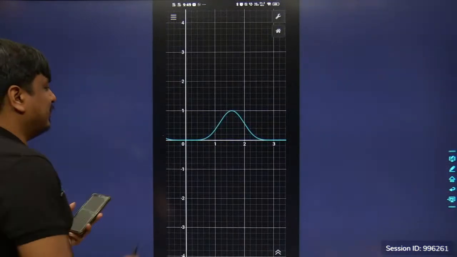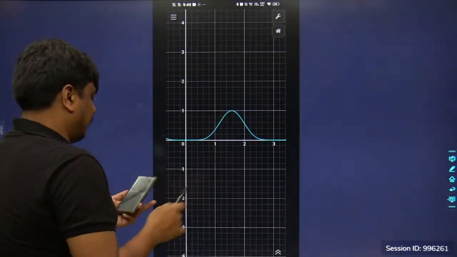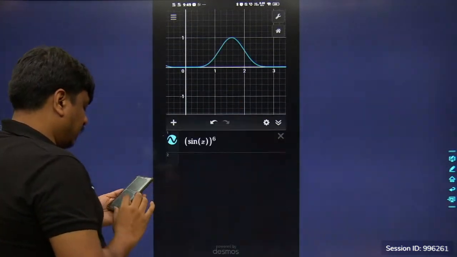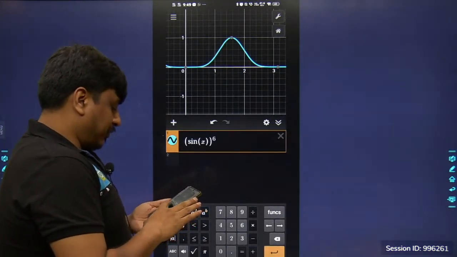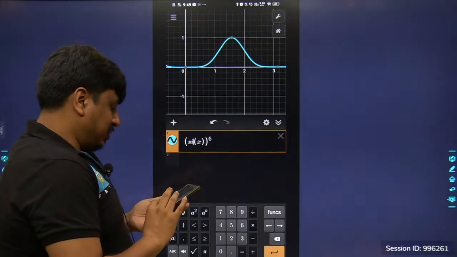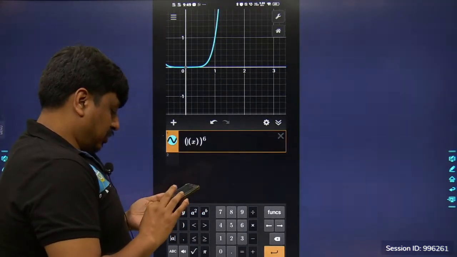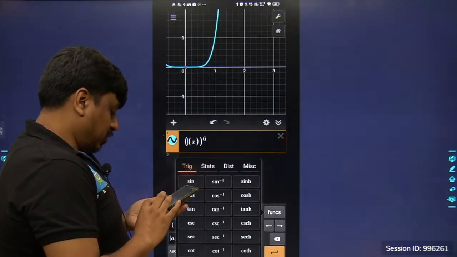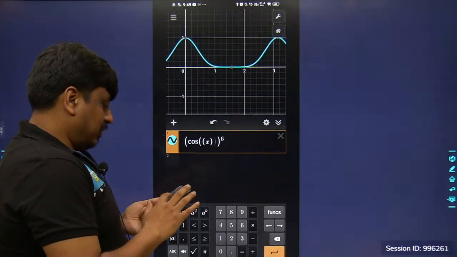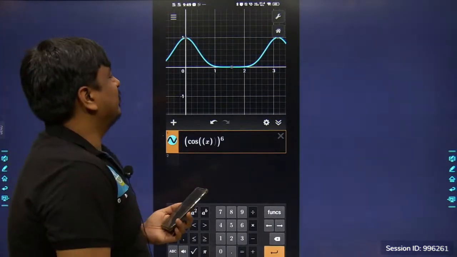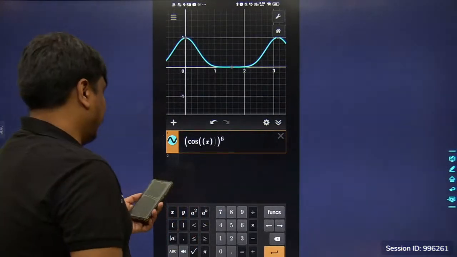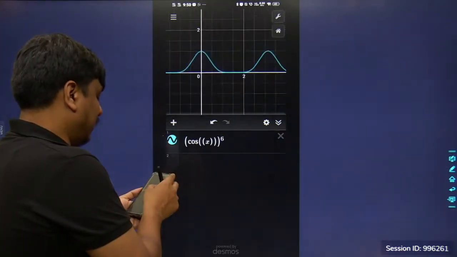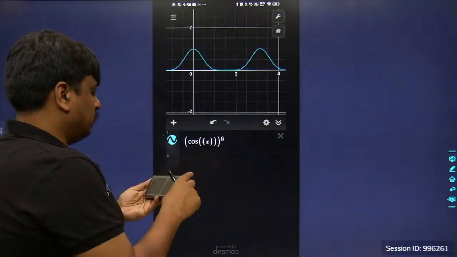So this was sine raised to the power of 6x. Anyways, forget about it. Let's change this sine of x to cos of x. What I am saying is the sine of x has been changed to the cos of x. So the function which is going to come is cos of x, and you yourself would be able to see over here. Whatever I wanted to communicate, it's clearly visible. Is it visible or no?